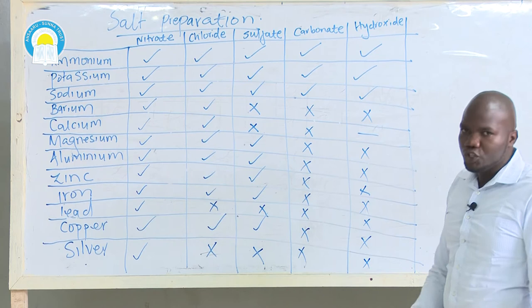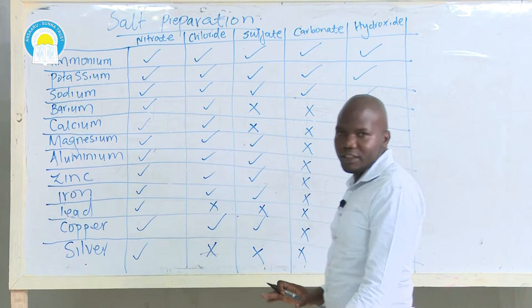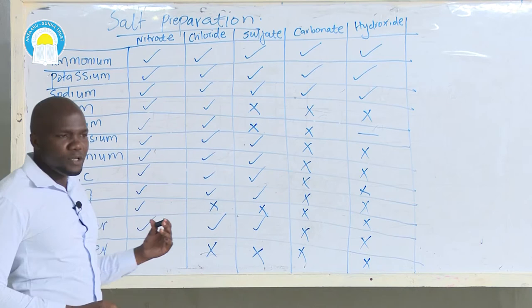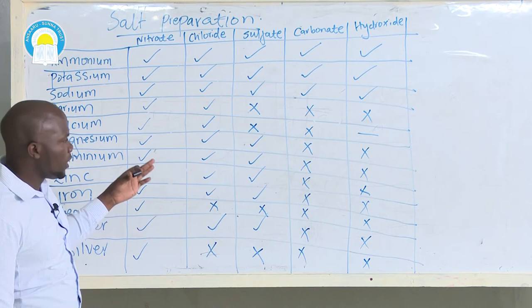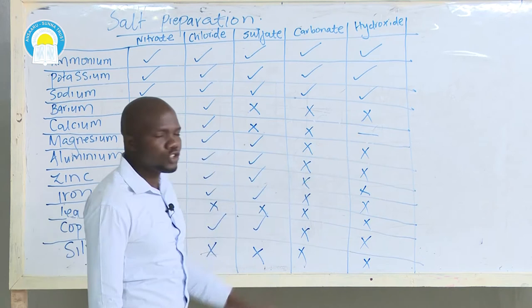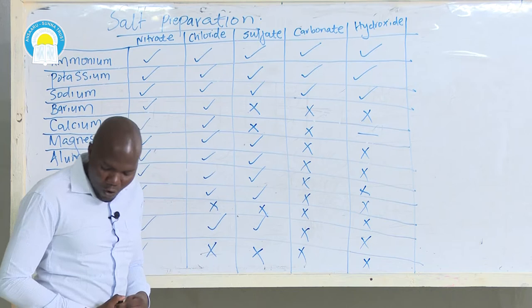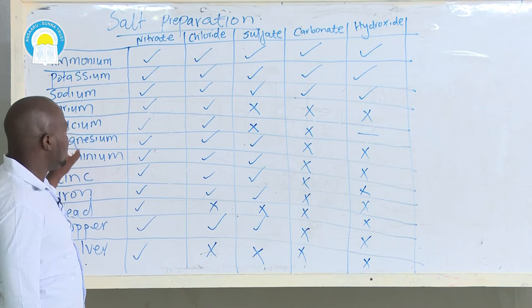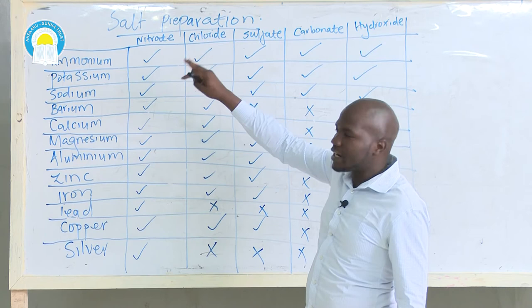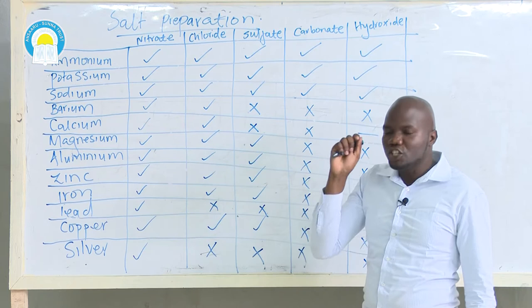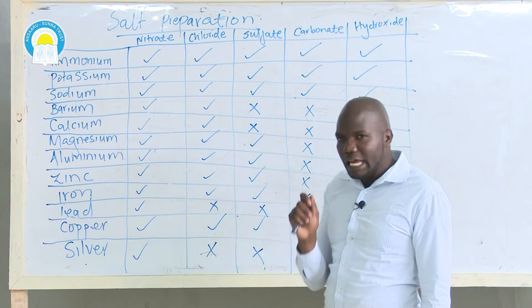So where I have placed crosses, that means those hydroxides are insoluble. Where we have ticks, that means those salts are soluble. And where we have a dash, it happens to be only in one box, that is calcium hydroxide. It means that salt is slightly soluble in water. So quickly, let me go through this again. I'm saying this, year 10. Ticks represent those salts that are soluble. X represents those salts that are insoluble. And a dash represents those salts that are slightly soluble in water.